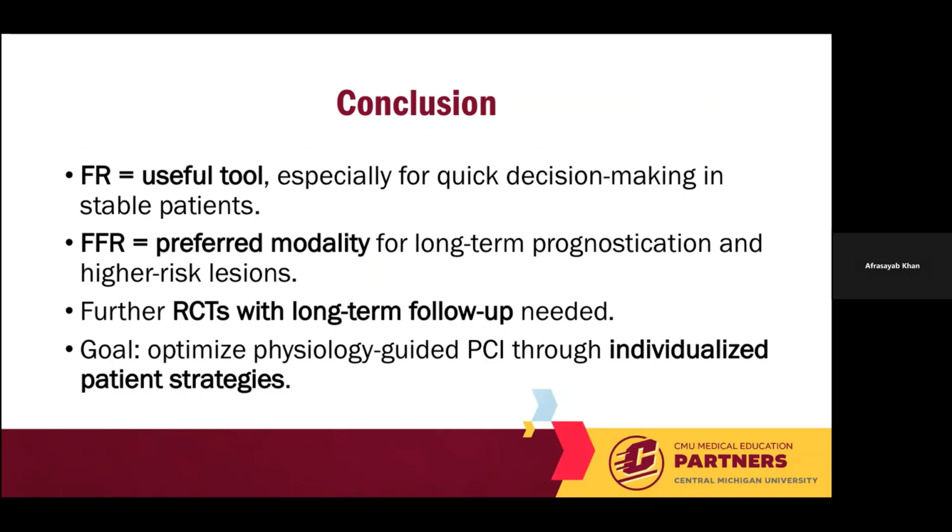Therefore, further RCT studies with long-term follow-up are needed, and a direct comparison between IFR and FFR for the long-term data. The goal should be to optimize physiology-guided PCI through individualized patient strategies.